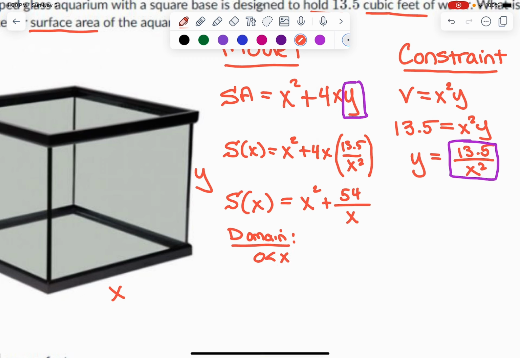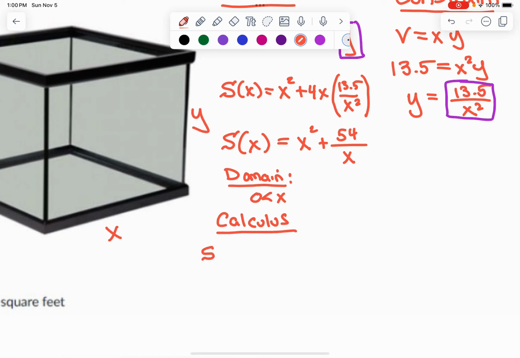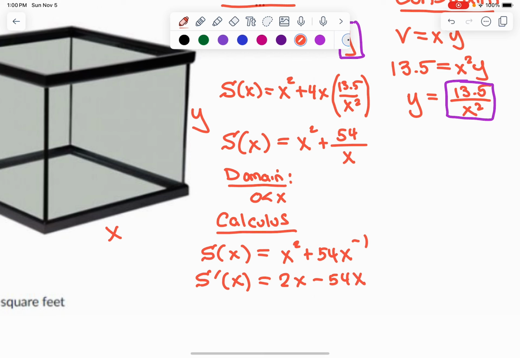Okay, now we do calculus. Just to prep, I'm going to rewrite this as x squared plus 54 x to the negative 1. I take a derivative. Okay, and now to find critical points. A critical point would be where this is undefined or is equal to 0. It's undefined at 0, but that's already eliminated from our domain. So we're going to just examine when it's equal to 0.